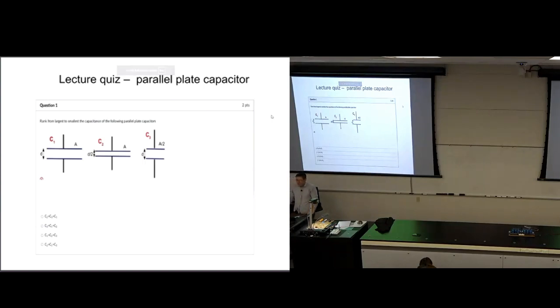In this question, we've got three parallel plate capacitors: C1 left, C2 center, C3 right. We're asked to rank them from largest capacitance, largest ability to store charge, to smallest capacitance, lowest ability to store charge. If we look at the pictures, we see that these are parallel plate capacitors, but they have different plate areas. Capacitor 3 has the smallest area, and they have different separations. Capacitor 2 has the smallest separation. So just think about it and rank order them from largest capacitance to smallest capacitance.